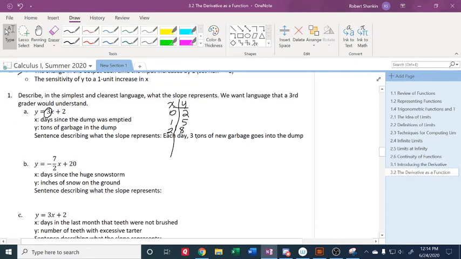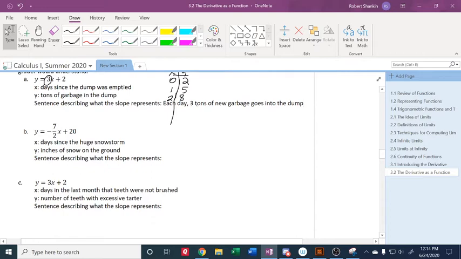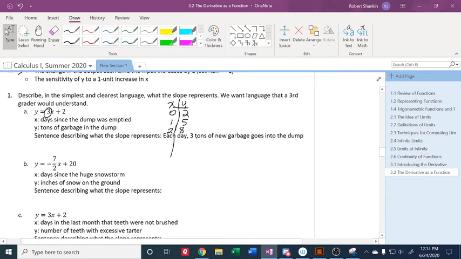All right, let's ponder part B. So X is the days since a huge snowstorm. Y is inches of snow on the ground. And then a sentence describing what the slope represents so that a third grader can understand it, in the simplest possible terms. Go ahead. Work that out in your groups.